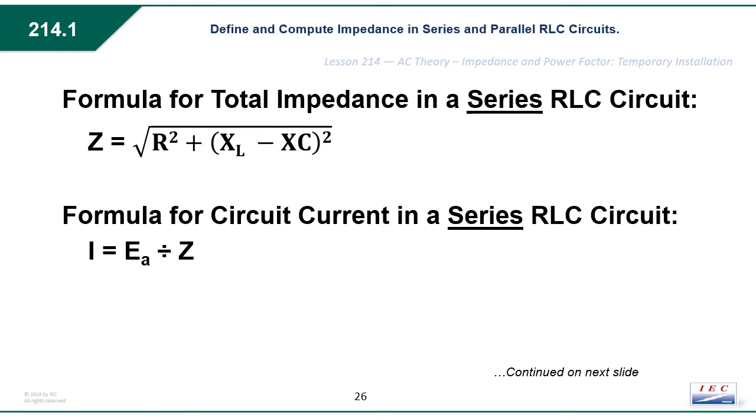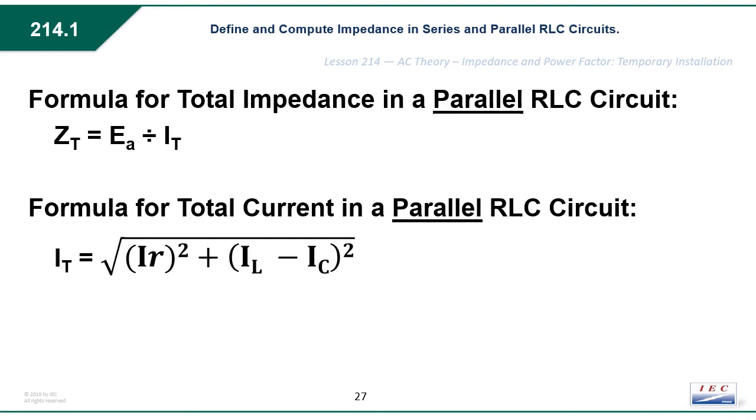So Z equals the square root of R squared plus (XL minus XC) squared. XL would be your inductive reactance, XC would be your capacitive reactance. Know how to use those formulas. Go back and study from lesson 212 through 214 how to use those formulas.